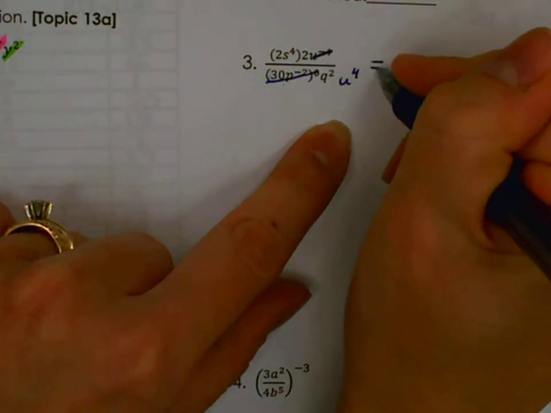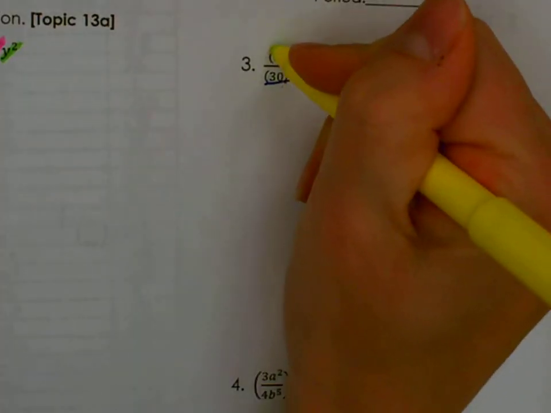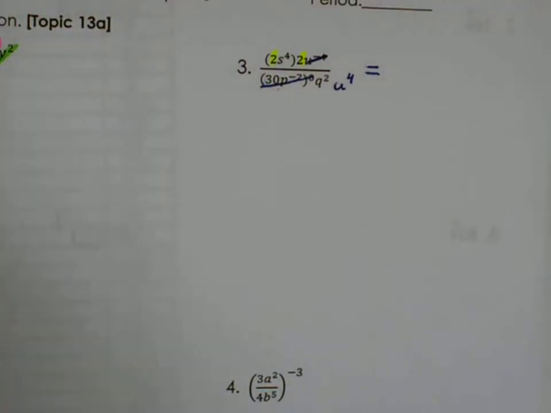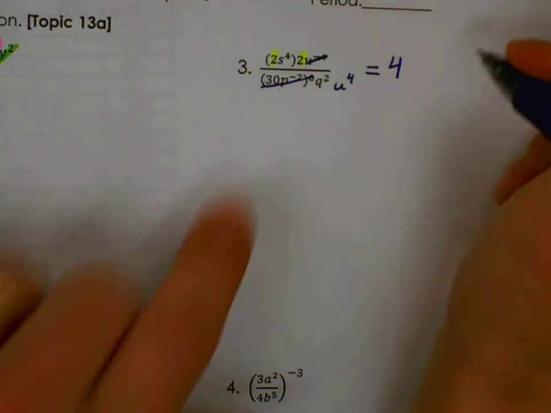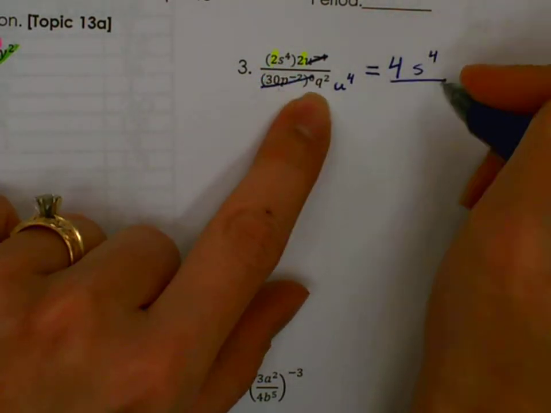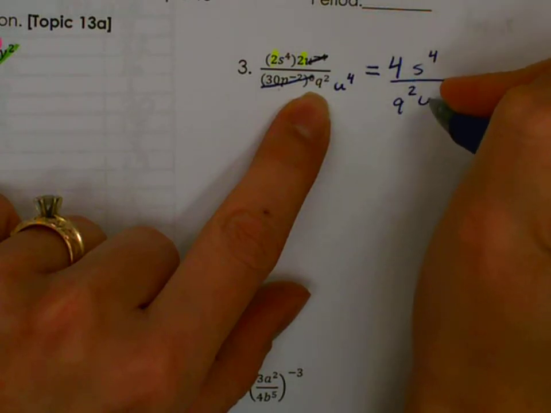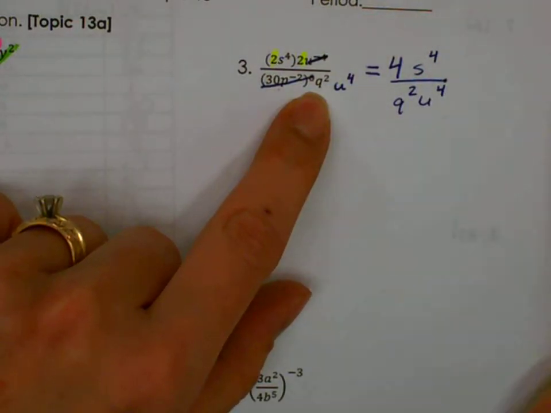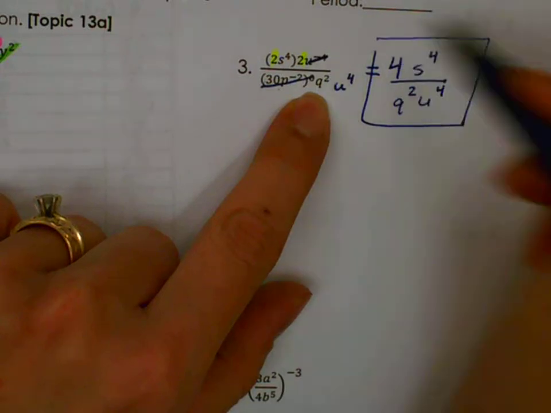So now I'm going to do what I did before, which is look at my numbers. So my numbers are 2 and 2. So 2 times 2 is 4. And then on the top, I have an s to the 4th. On the bottom, I have a q squared and a u to the 4th. And because none of those bases are the same, there's no more simplifying, and I'm done.